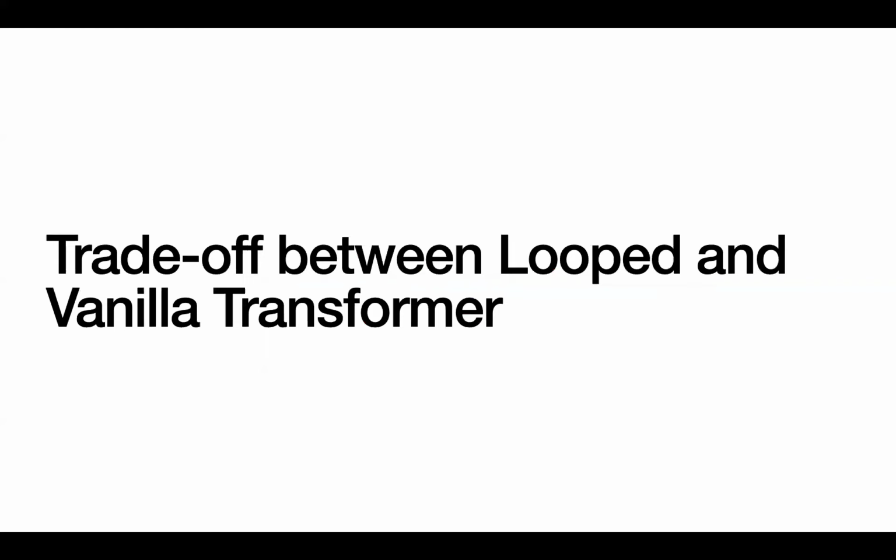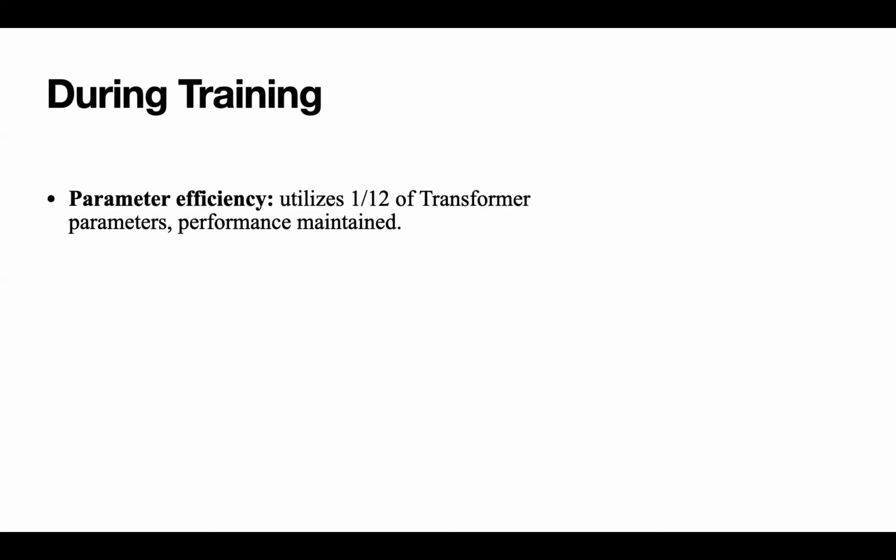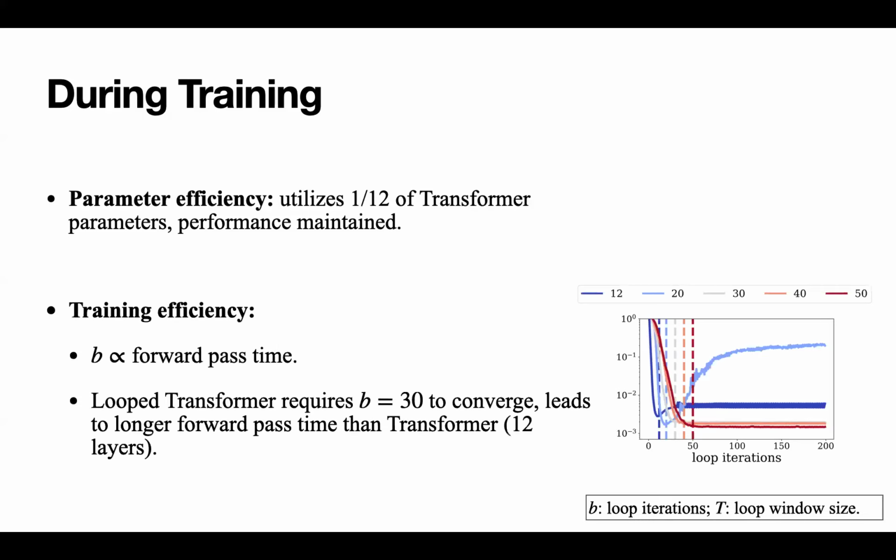And also, now comes the trade-off between the loop and vanilla transformer: what is the time trade-off, what is the memory trade-off? First of all, just to emphasize, we have the parameter efficiency. We're just using 1 layer of transformer compared to the vanilla transformer, which uses 12 layers. For the training efficiency, because we have this B, which is the number of loop iterations, we need to unroll B times. So the effective depth is B, meaning we need to spend this much time in the forward pass.